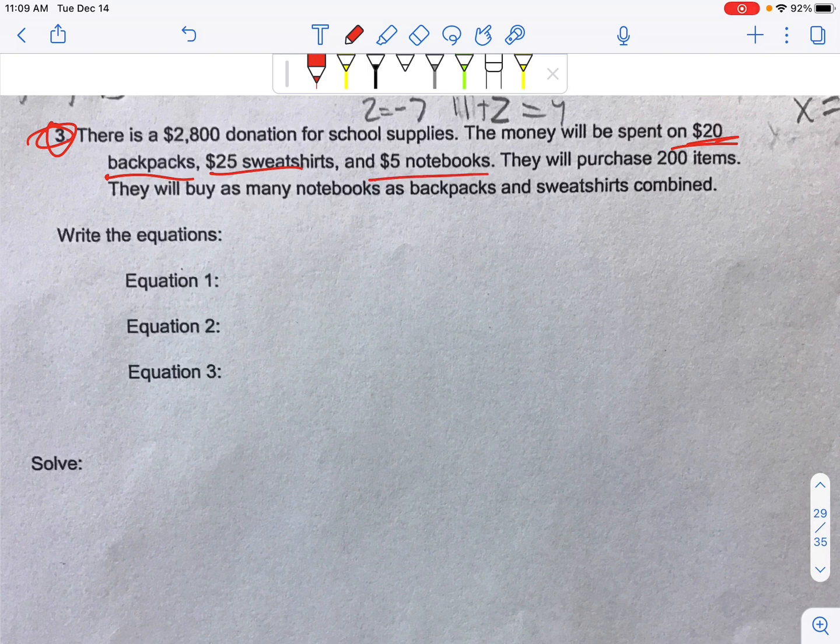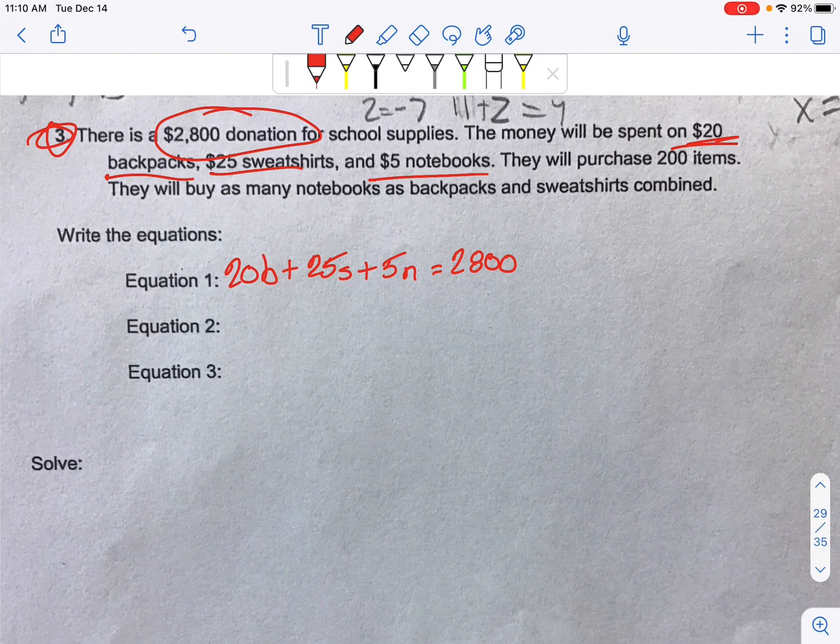Now, from those first two sentences, we can write one equation. We know that 20 times the number of backpacks plus 25 times the number of sweatshirts plus 5 times the number of notebooks will give us the total amount spent. They've got $2,800 that they can spend. So there's our first equation.